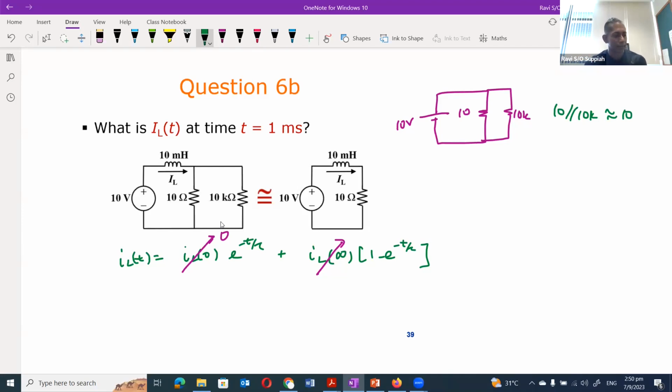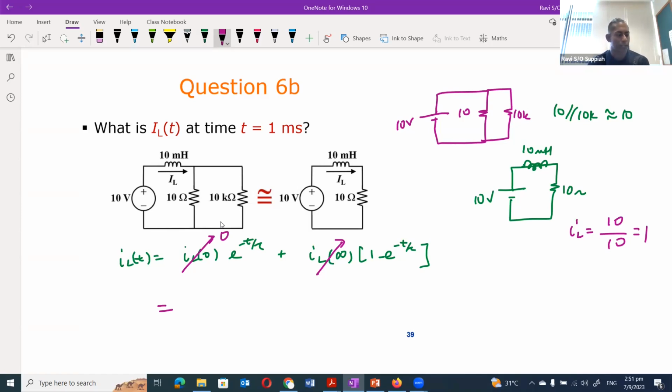With that, you can simplify this circuit to the final circuit. That means it's something close to 10 volt and 10 ohm, with a 10 millihenry inductor here. If I put this into my final expression, the current through the inductor at steady state will be 10 over 10, which will be 1 ampere.